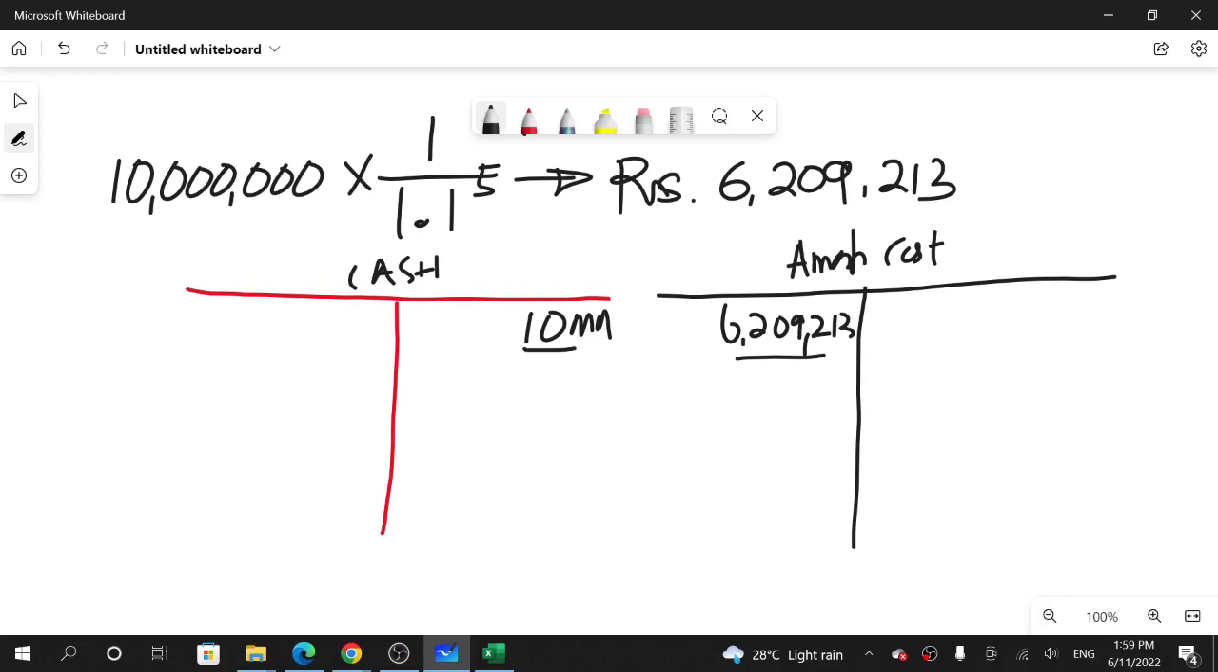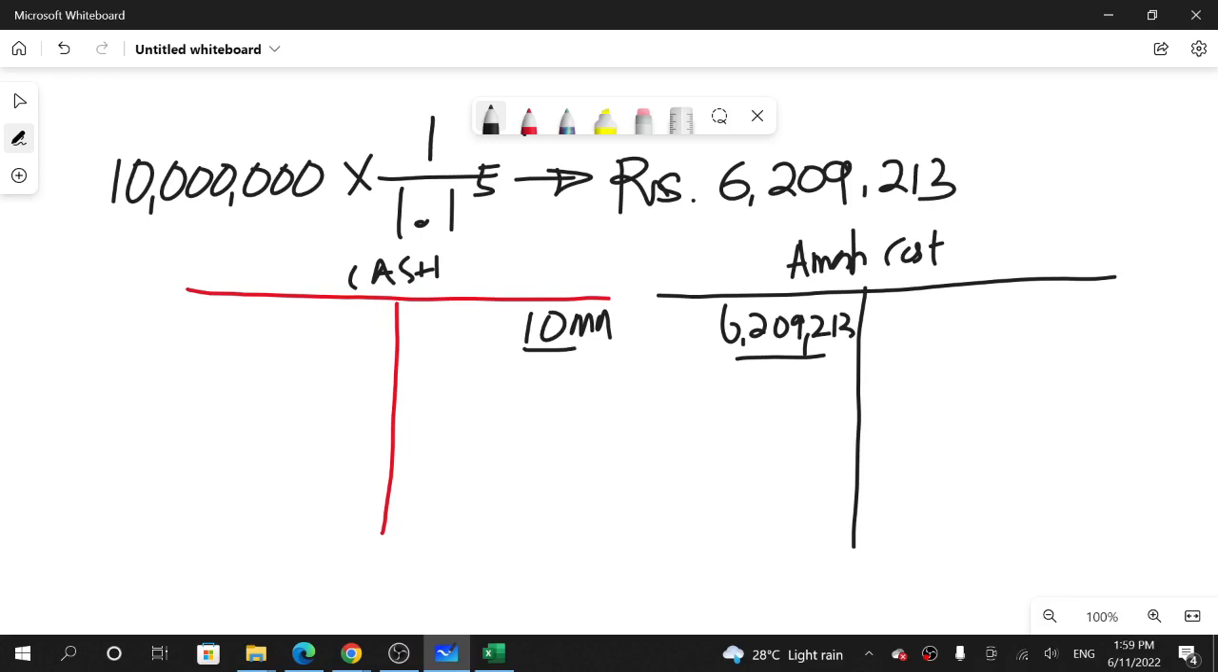3,790,787. Within bracket, write down 10 million minus 6,209,230. How you got that difference? Should be recognized as an expense in P&L.